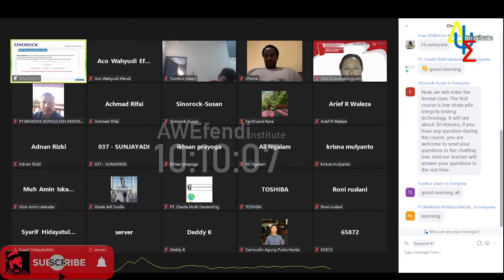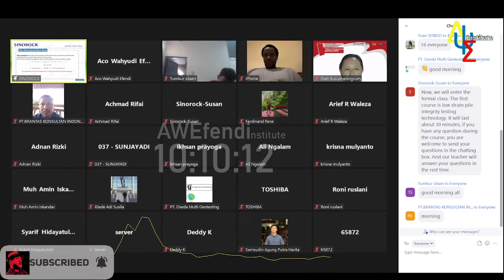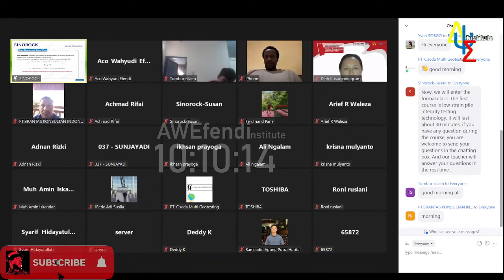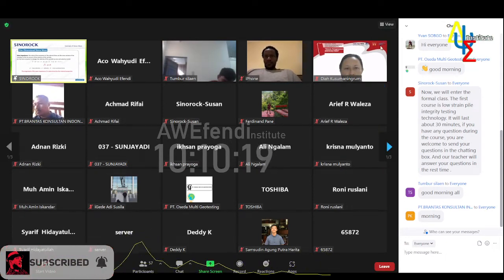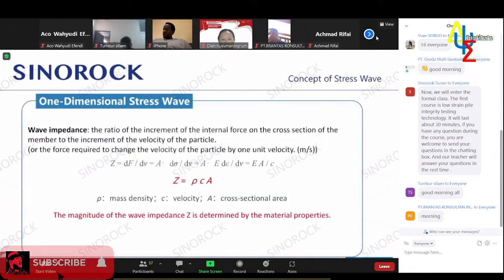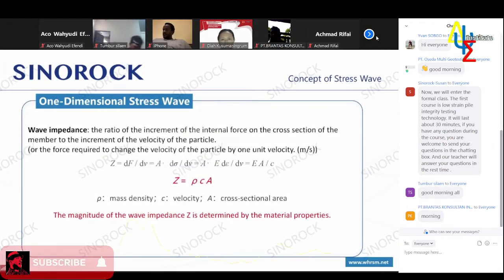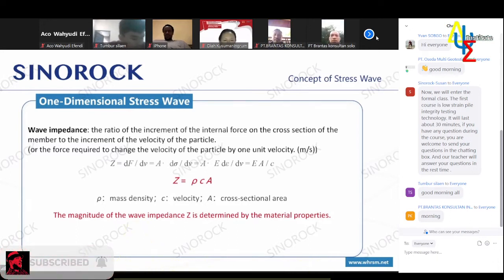We just talked about several laws of stress wave. Next, let's look at what is one-dimensional stress wave. One-dimensional stress wave involves wave impedance. What is wave impedance? It is the ratio of the increment of internal force on the cross-section of the member to the increment of particle velocity. In other words, it is the force value required for the particle to change its speed by a unit speed.